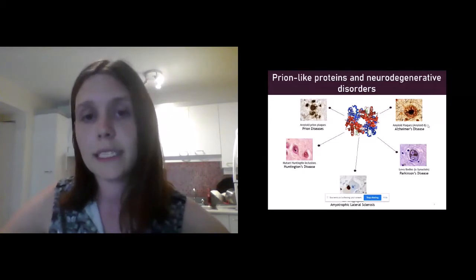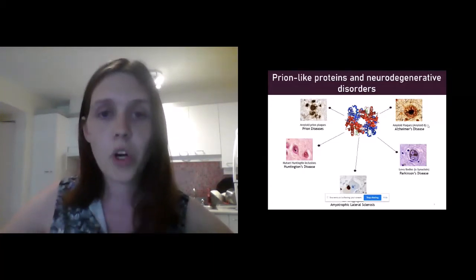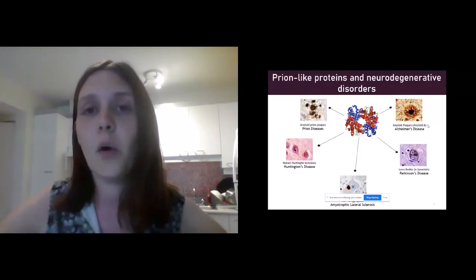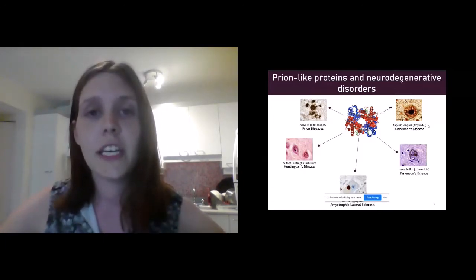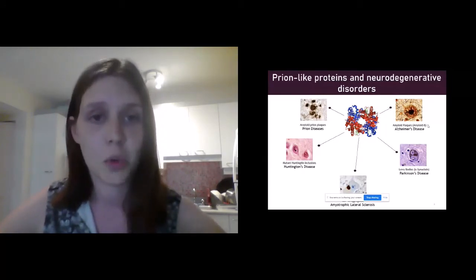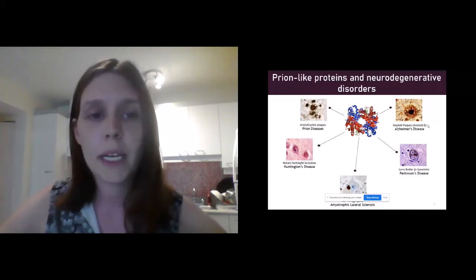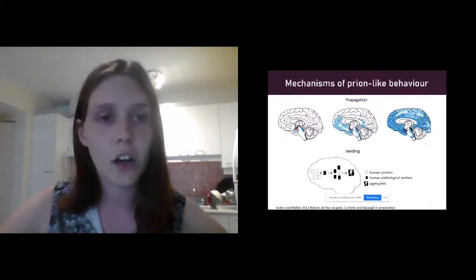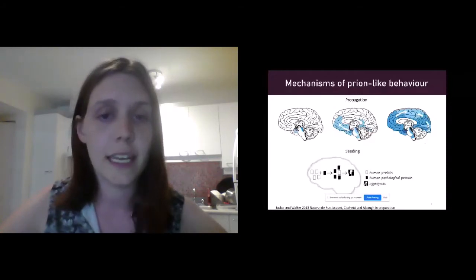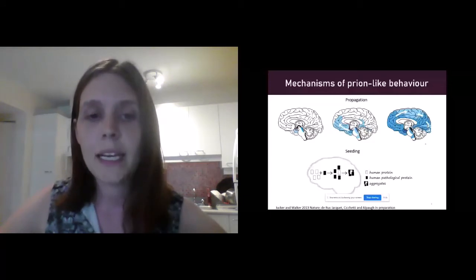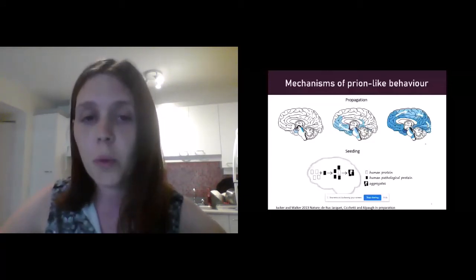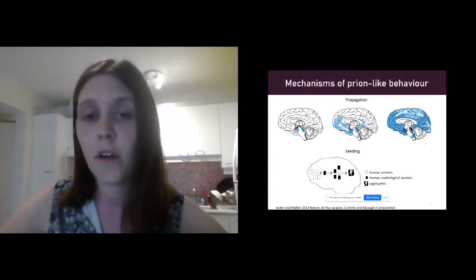Now, before going further, I'm going to explain in more detail what it means for a protein to express prion-like behavior. And essentially, there are two mechanisms that a protein needs to convey to fit this description. So one, they need to be able to propagate from an area of relatively high concentration to other regions in the brain. And two, once there, they need to be capable of templating a change in the normal version of the same protein, such that the normal protein can take on a pathological conformation.